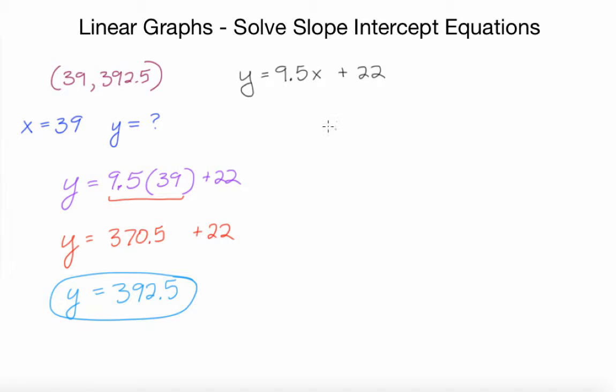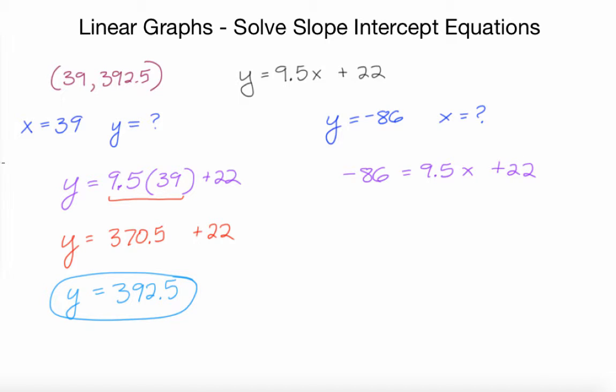All right, what if I mix it up? What if, in this case, I now know a y value, let's say negative 86? Can we find the x value that goes with it? Well, I'm going to do the same sort of thing, only instead of substituting the value in for x, I'm going to substitute it in for y. So here we go. We have negative 86 is equal to 9.5 times some x value plus 22.